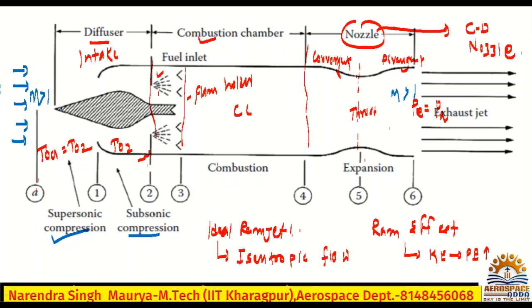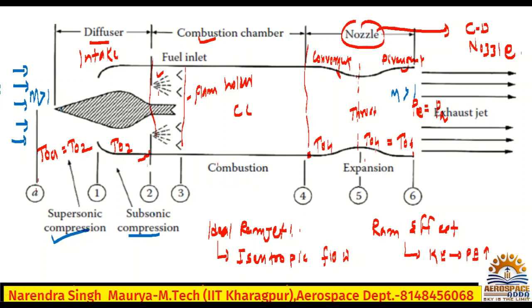Same thing in nozzle also. What is the nozzle? You check. Nozzle is nothing but at station 4 nozzle started. So here total temperature is T naught 4, and here total temperature T naught 6. So for the nozzle, because we are not adding any heat, we are not rejecting any heat, T naught 4 is equal to T naught 6. All right.